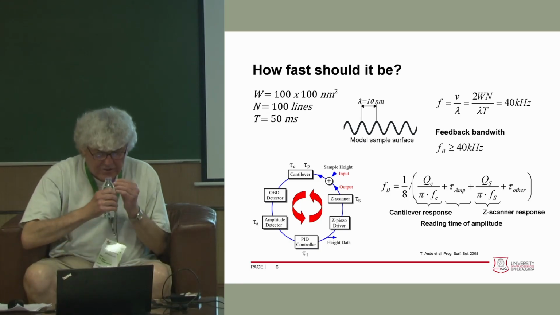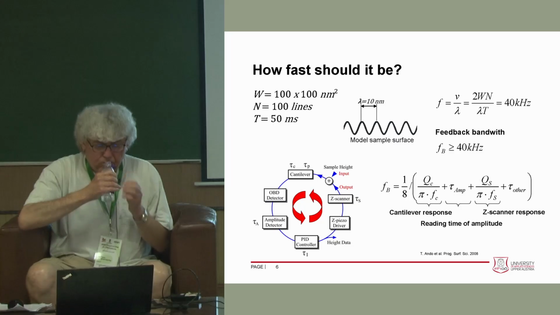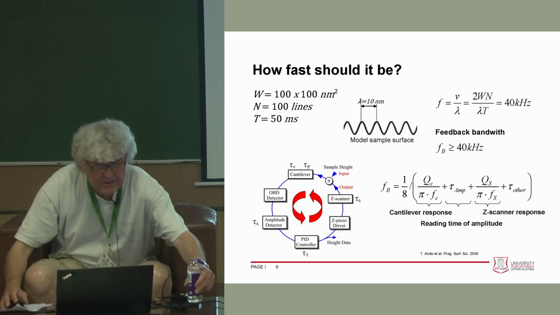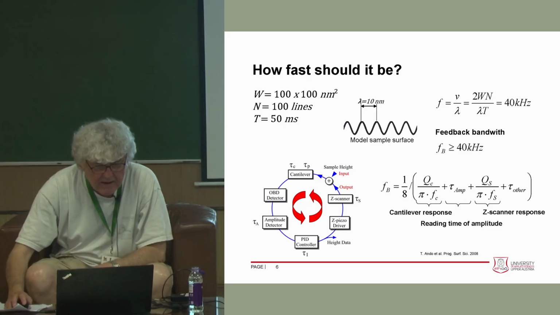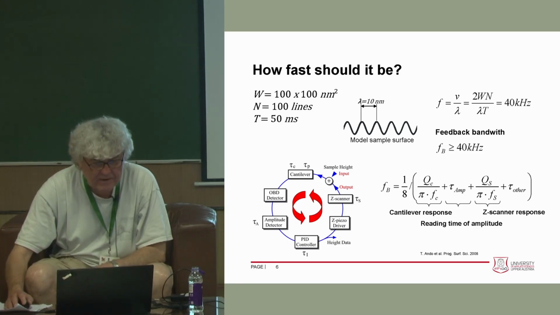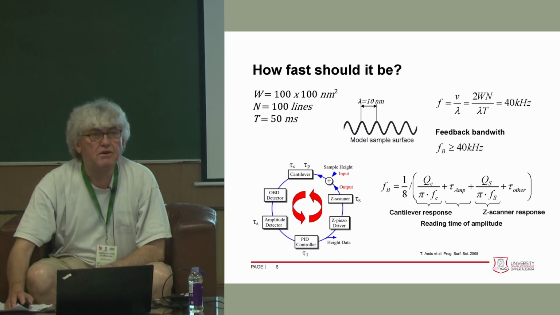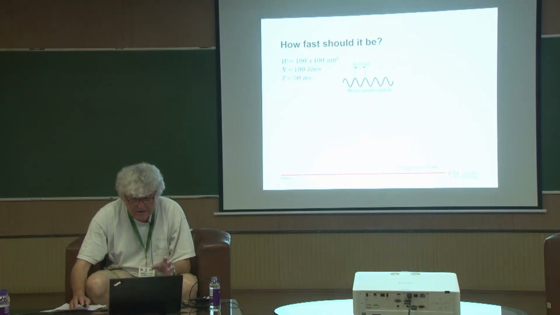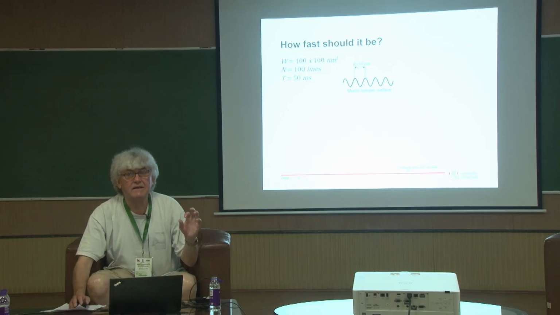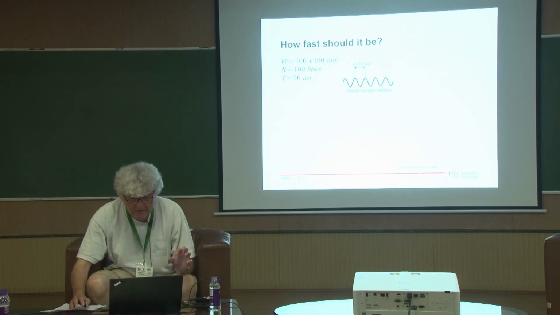So the question: how fast should it be? Let's consider the following. Let's say we have an image of 100 times 100 nanometers, and we scan with 100 lines. The aim is to achieve a time resolution of 50 milliseconds. I want to emphasize also, I'm reporting a paper here. This is the paper of Toshio Ando, Progress in Surface Science, 2008.